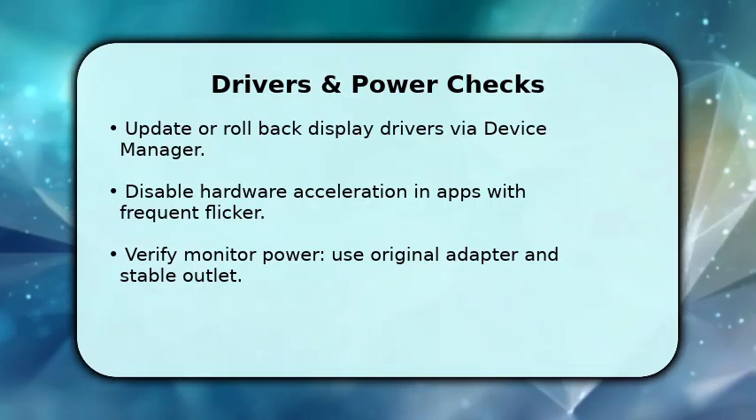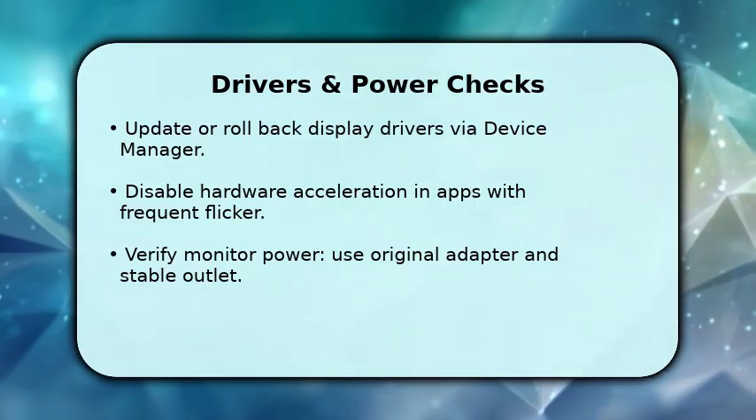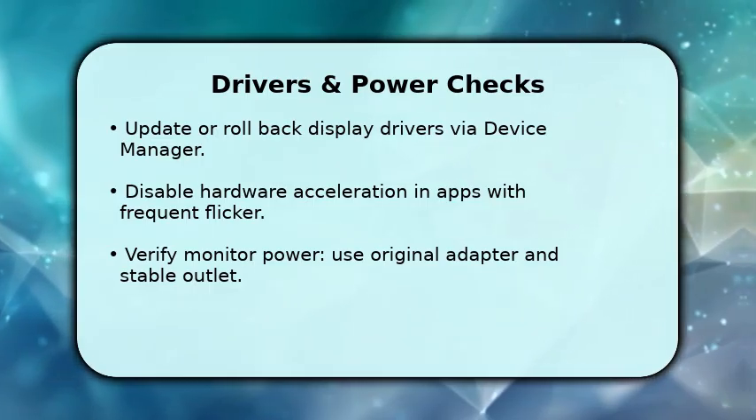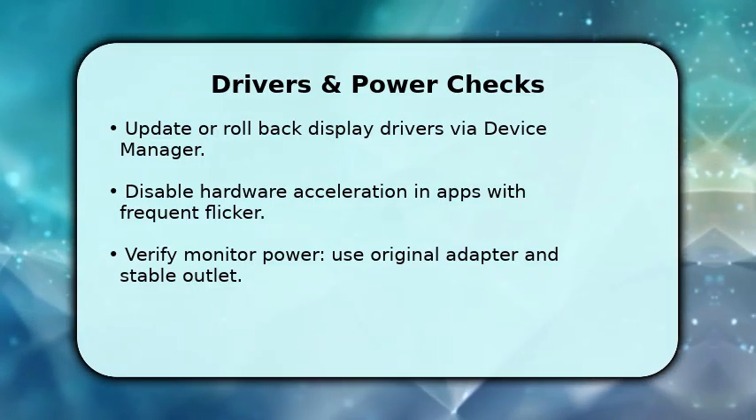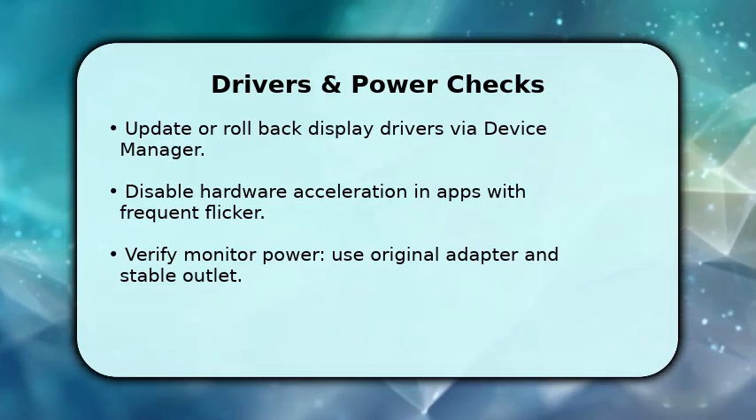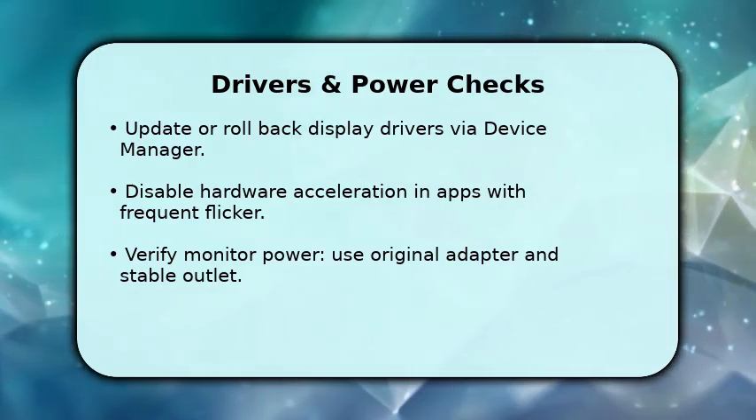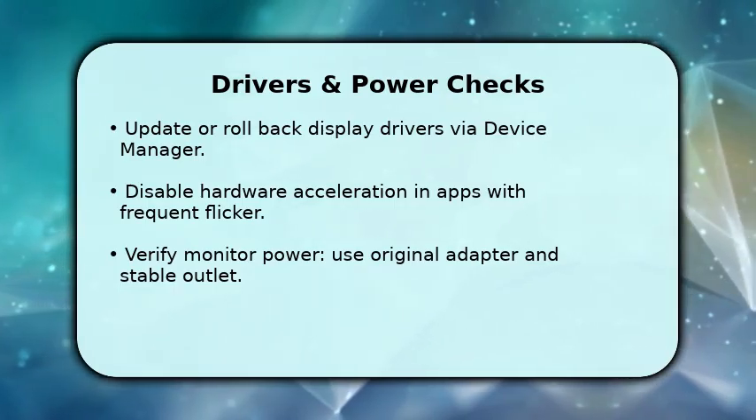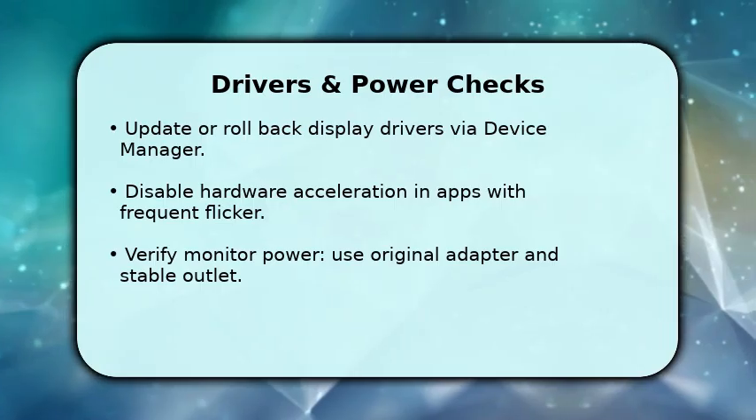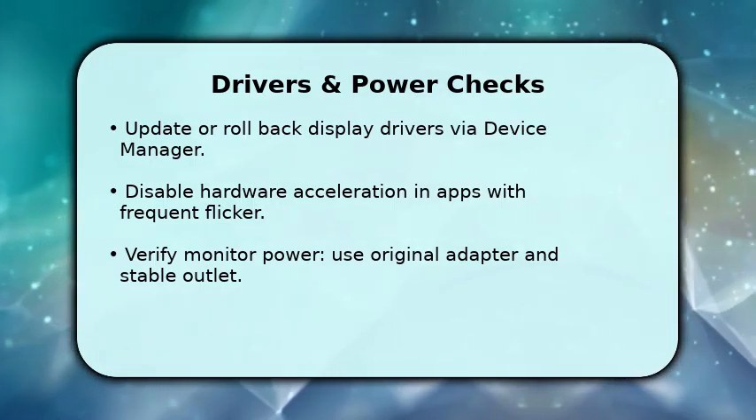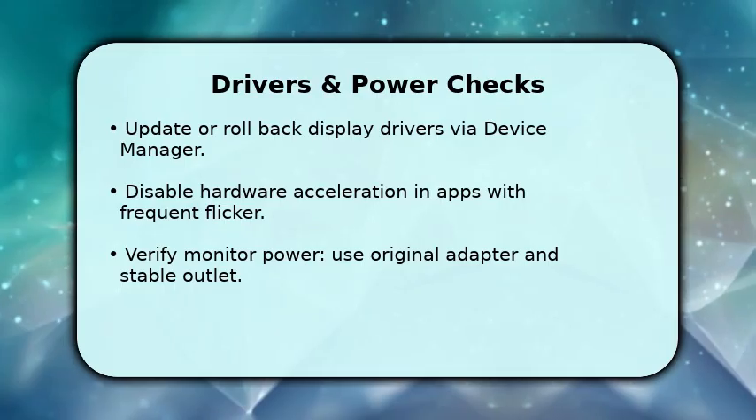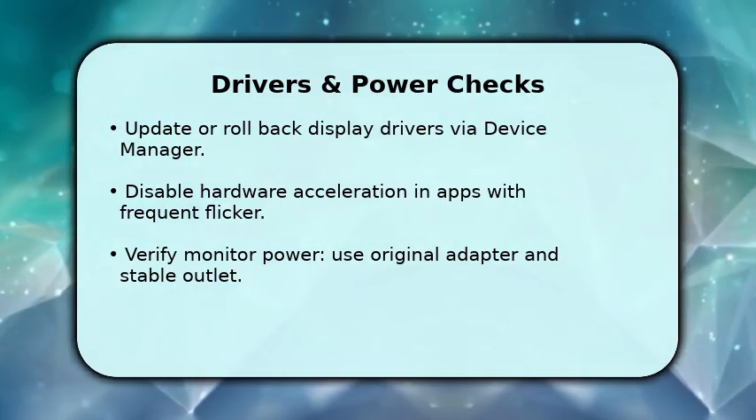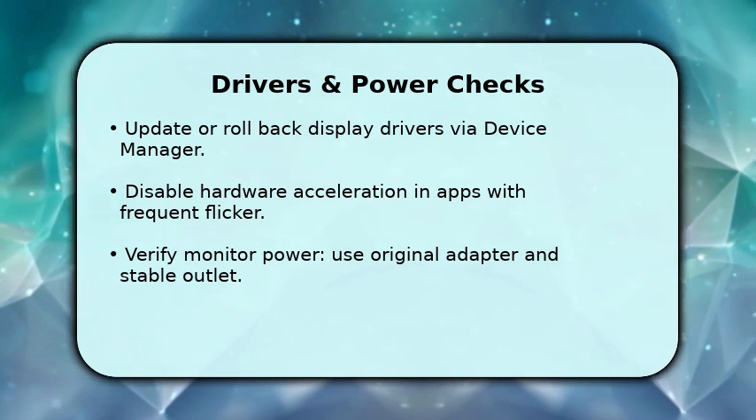Next, you address drivers and power because they're common culprits. Update the GPU driver from Device Manager or install the OEM package. If flicker began after an update, roll back the driver. Once done, disable hardware acceleration in browsers and Office apps to see if software rendering stops the issue. Also, check monitor power. Use the original adapter, avoid extension strips, and test a different outlet. These steps target both software glitches and electrical instability that produce intermittent screen flicker.